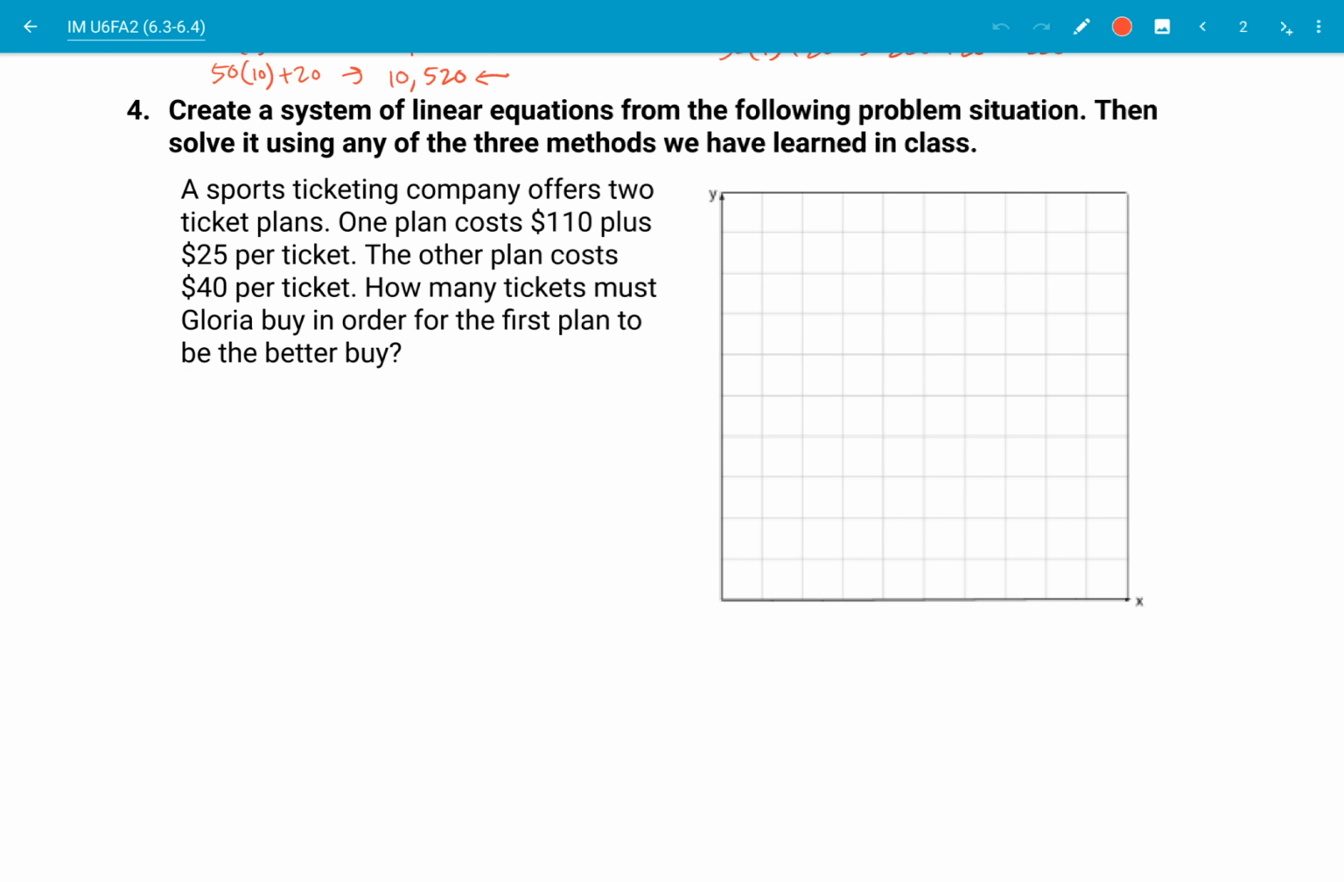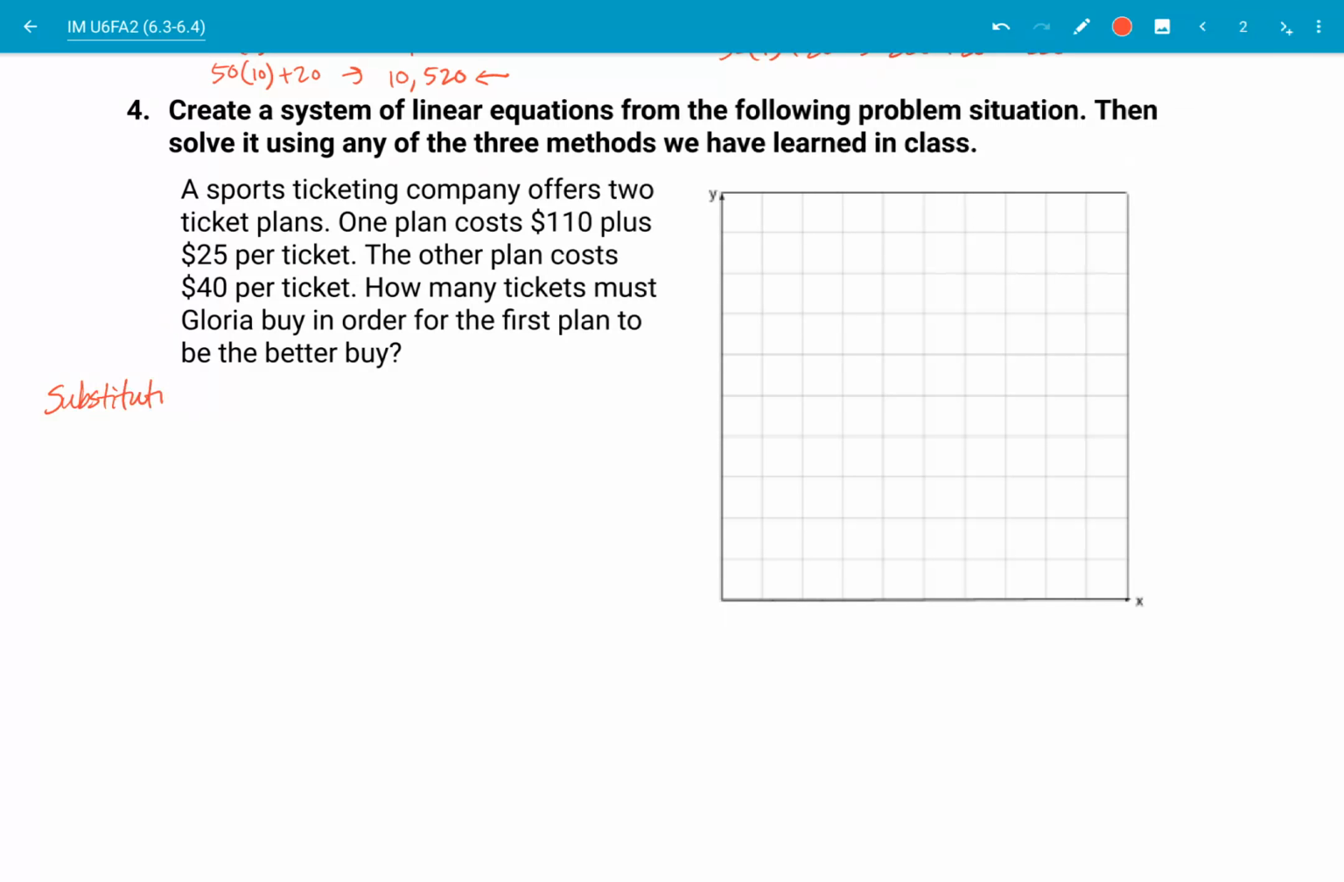For problem number 4, we need to create a system of linear equations from the following problem situation and then solve it using any of the 3 methods we have learned in class. So I'm going to show you all 3 of them, and whichever one you picked is fine. So the first one is substitution.